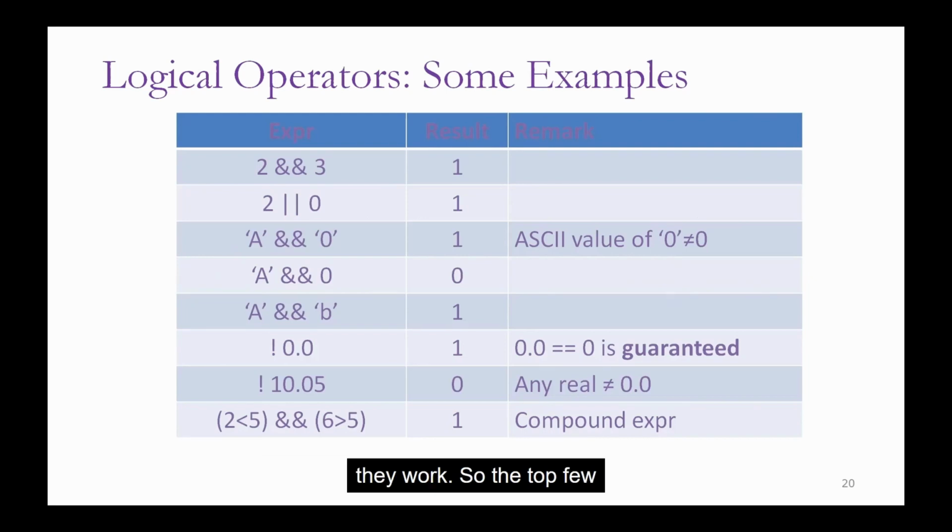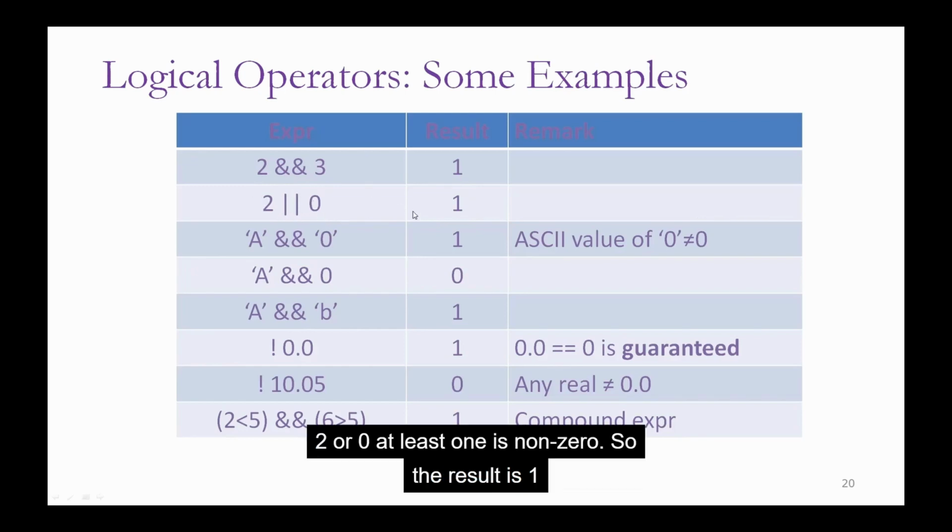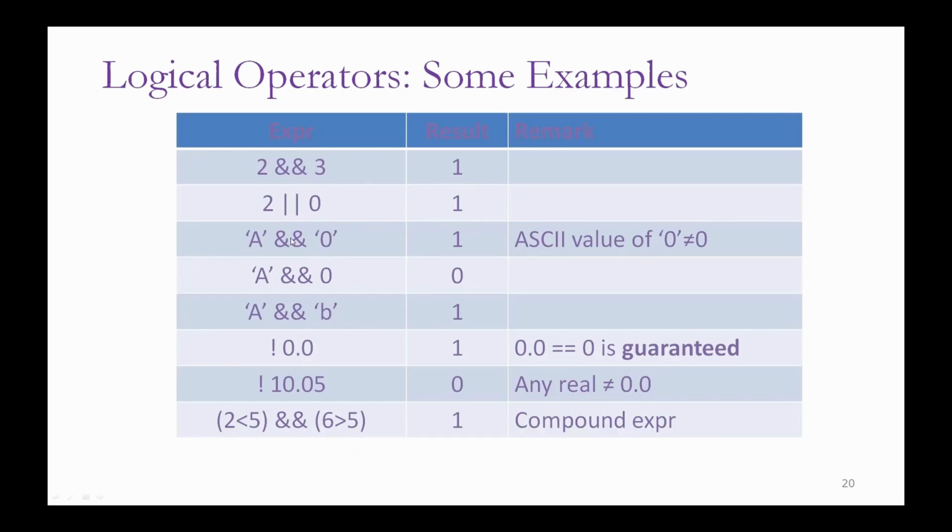So the top few examples are trivial, but still instructive. 2 and 3. What does this evaluate to? Well, 2 is not 0, and 3 is not 0. Both are non-zero values, so the result is 1. 2 or 0, at least 1 is non-zero, so the result is 1.